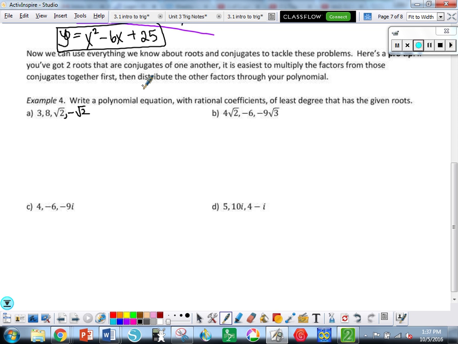The 2 doesn't come in a pair, the 3 doesn't come in a pair, the 8 doesn't come in a pair. Looking at this one, if 4 square root 2 is a solution, what else?